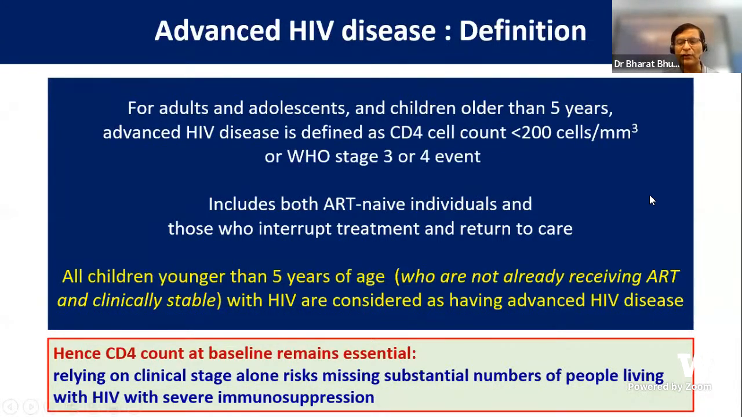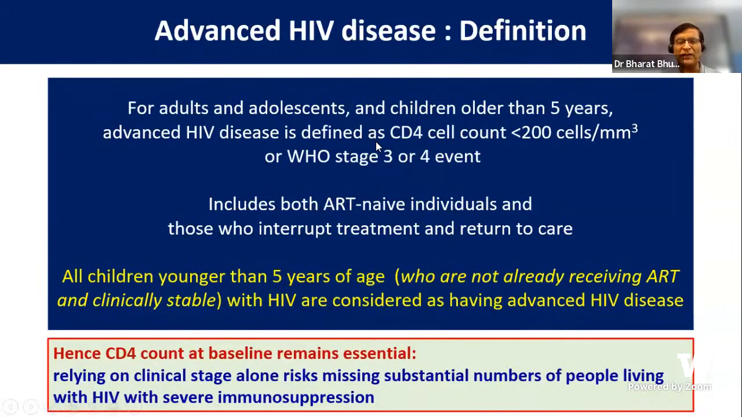And this includes not only the new patients who present to us after detection, that is, ART-naive individuals, but also those who interrupt the treatment. There are people, we know, who stop treatment, who are lost to follow-up, and then they come back to care, return to care with a lower CD4 count. Even those people will require the same intervention as those who are ART naive. So all children younger than 5 years who are not already receiving ART and are clinically stable are still considered as having advanced HIV disease.